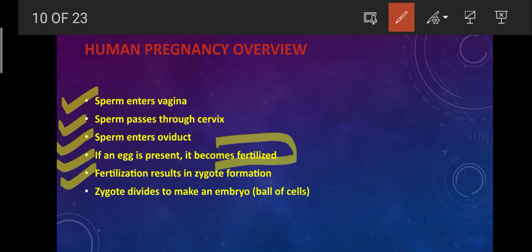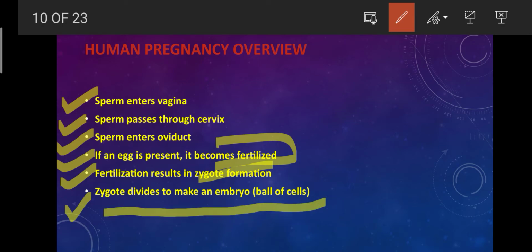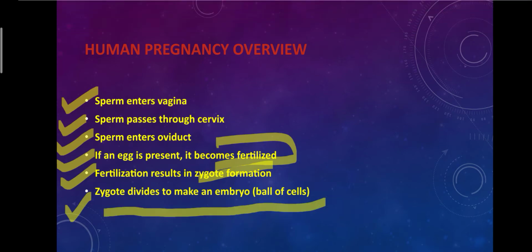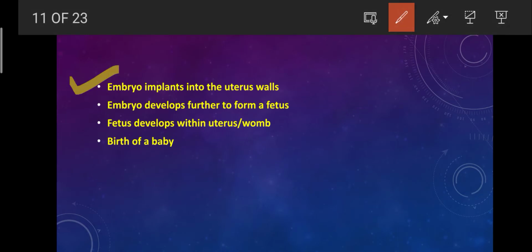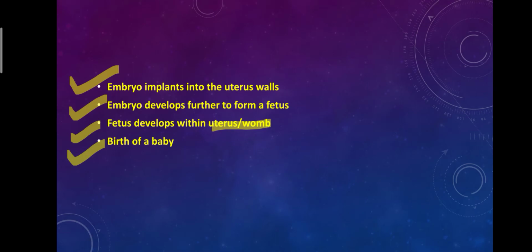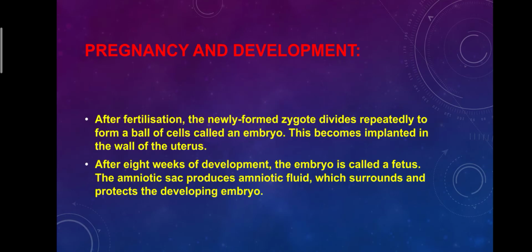Fertilization results in zygote formation, and the zygote divides to make an embryo, which is a ball of cells. Then the embryo implants into the uterus wall. The embryo develops further to form a fetus. The fetus develops within the uterus or womb, and then the birth of a baby occurs. So this is the overview of the whole pregnancy and birth.